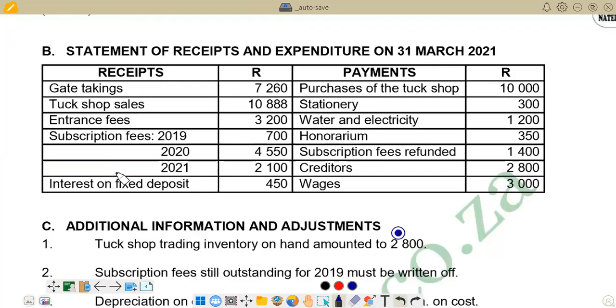So here, that's where we are going to get our figures. Remember, here we have got the purchases of the tax shop, 10,000. So these are our purchases. And then we can also try to see if we have got any figures that should go in the trading account. We also have, let's check, our tax shop sales.